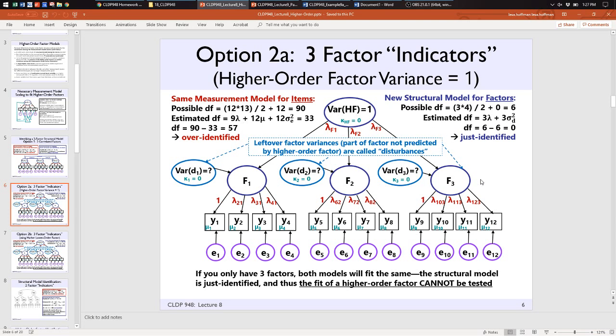What do we need to be able to test a higher order factor? I'll take gestures. Hand gestures. 4. Yes, 4.